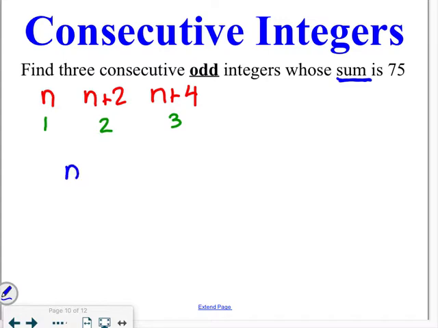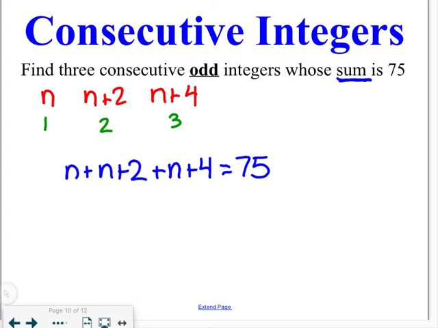The first number is n. The second number is n plus 2. The third number is n plus 4. And we're adding all of those up to 75. We're going to simplify this equation a little bit now so that we can solve. If you look at it, we've got 3 separate n's, which means we have 3 n's. Three n's being added together is the same as multiplying by 3. And then we're adding on 6. 2 plus 4 gives us 6.